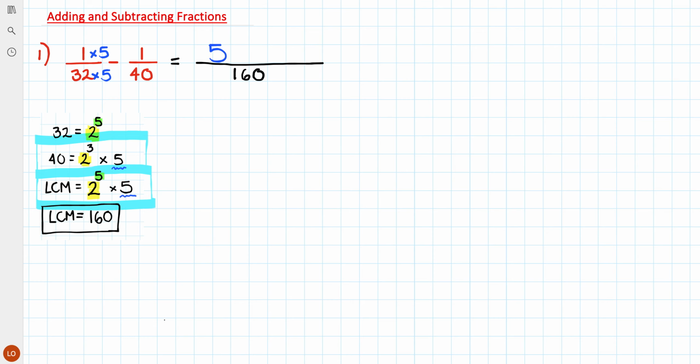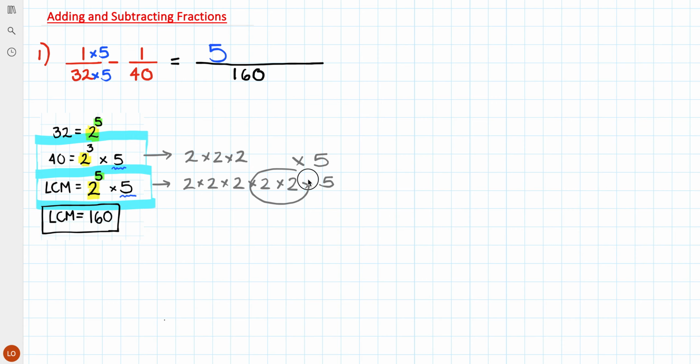Another way of looking at this, I'm going to explain it. The lowest common multiple is 2 times 2 times 2 times 2 times 2, that's 1, 2, 3, 4, 5 twos, times 5. And 40, what is it? 40 is 2 times 2 times 2 times 5. So what am I missing?